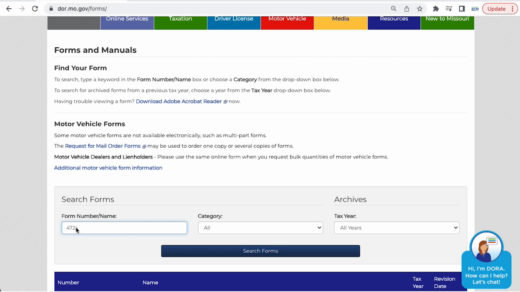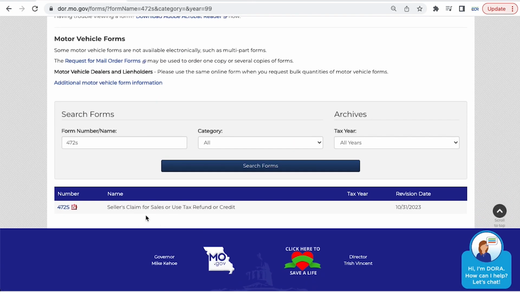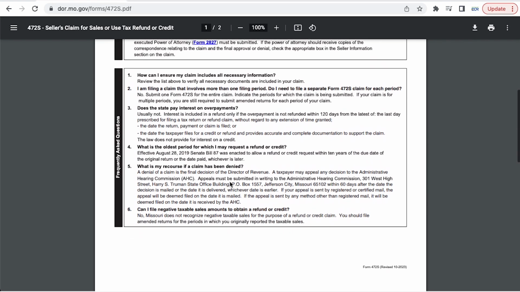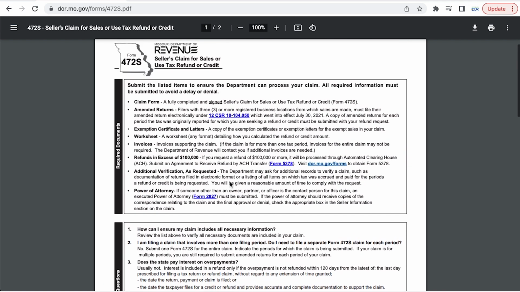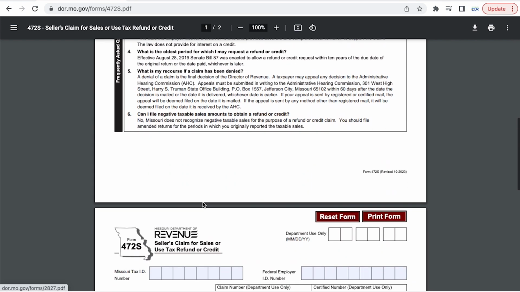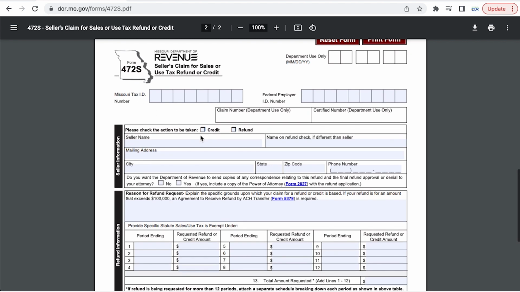The first thing we will need is Form 472S, the seller's claim for sales or use tax refund or credit. This is the main form of the claim. On the first page of the form, you will find some frequently asked questions, as well as a list of the supporting documentation that must accompany the 472S. Depending on your situation, only some of these things may be required. The first thing you need is the claim form, the 472S, which is what we have now. It will need to be filled out, but we will go over that in a minute.